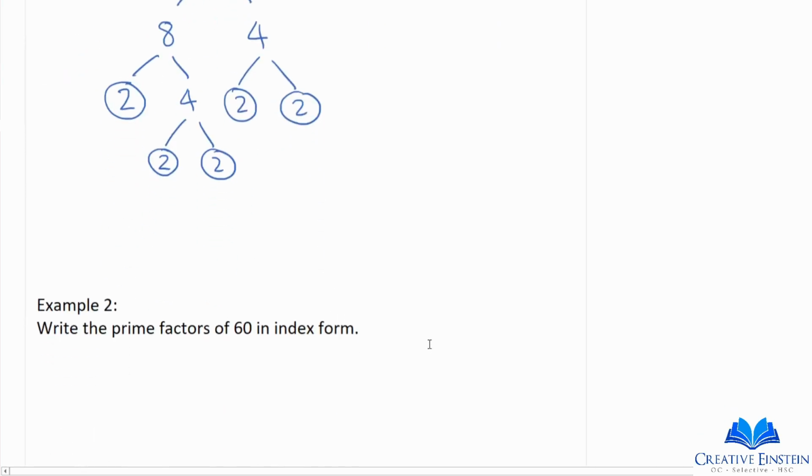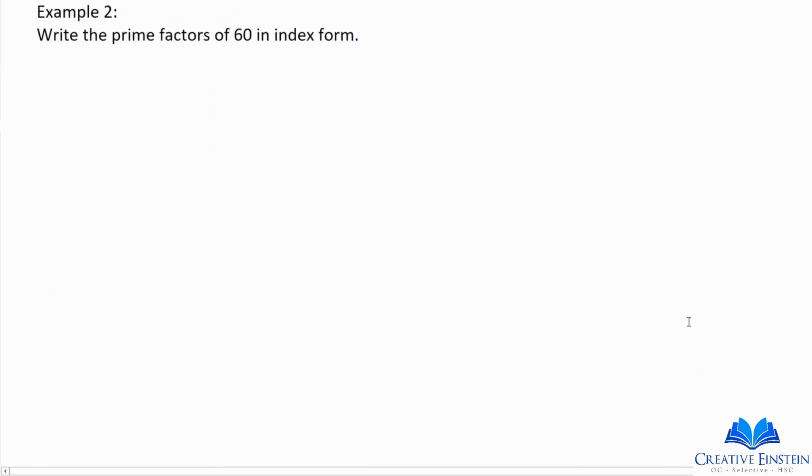Moving on to our next example. Write the prime factors of 60 in index form. So 60 is going to go at the top of my tree. I've got two branches extending out. And you can choose any factors of 60. I'm going to choose two easy ones, 6 and 10.